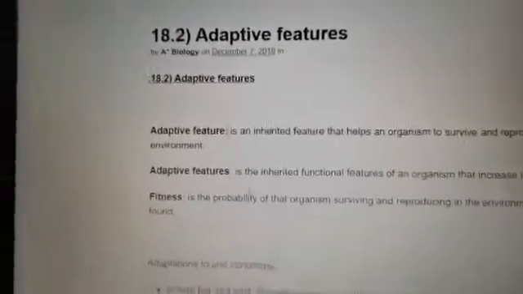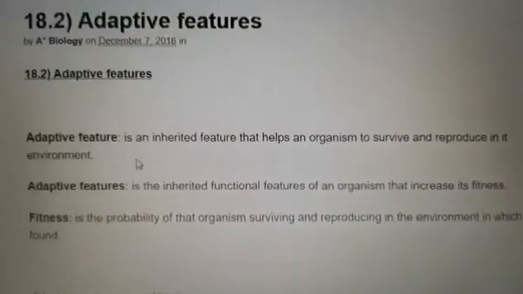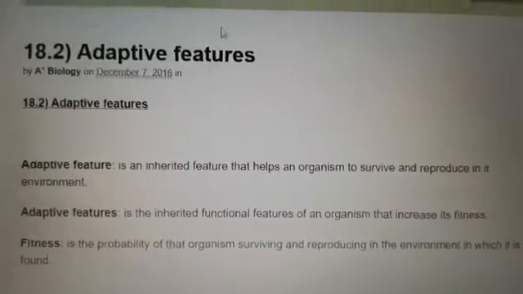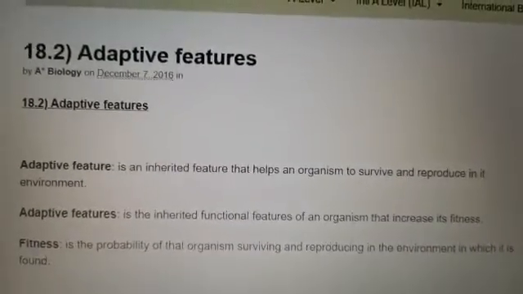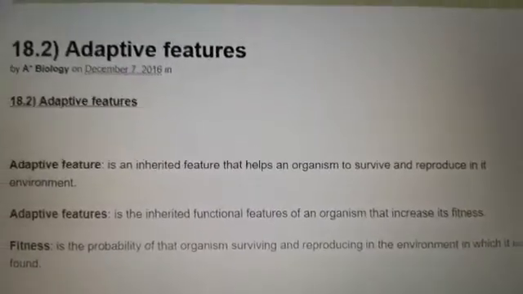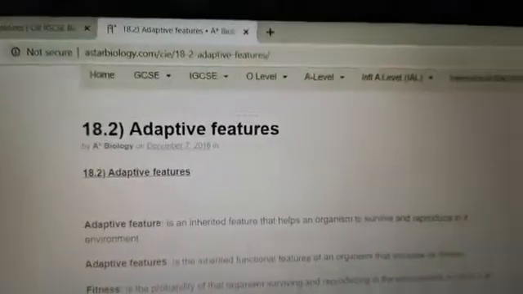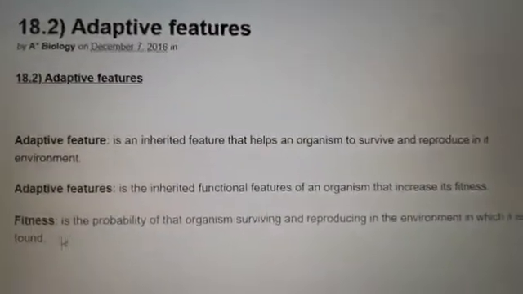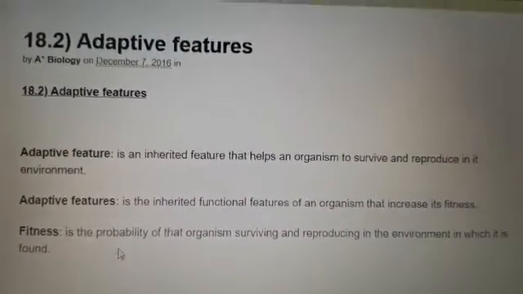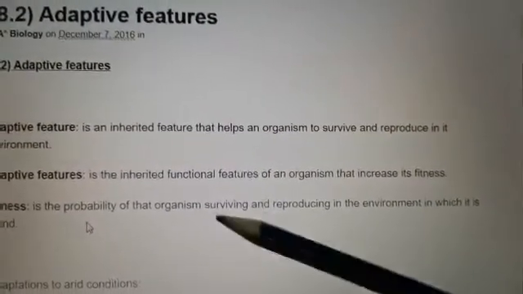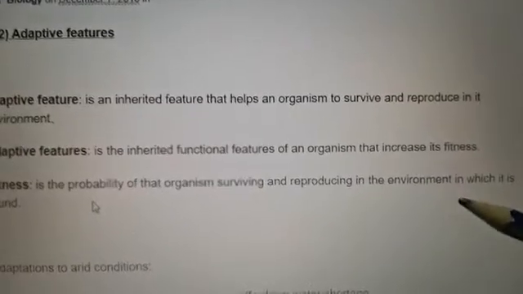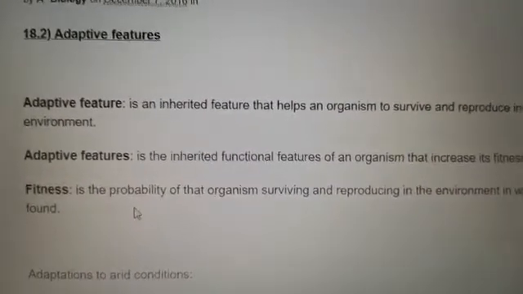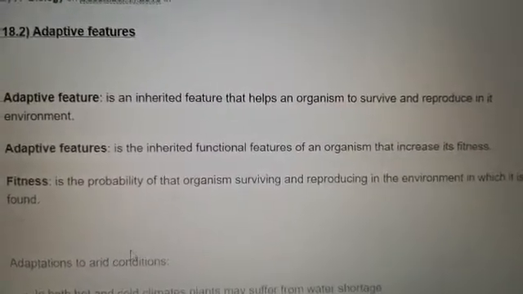Before that, have a look at the computer. I will tell the definitions again. You can see here simply, an adaptive feature is an inherited feature that helps an organism to survive and reproduce in that environment. Then, fitness, you can see below, is the probability of that organism surviving and reproducing in the environment in which it is found.